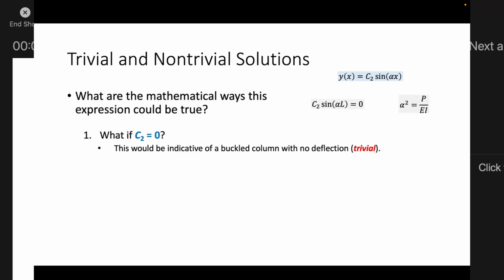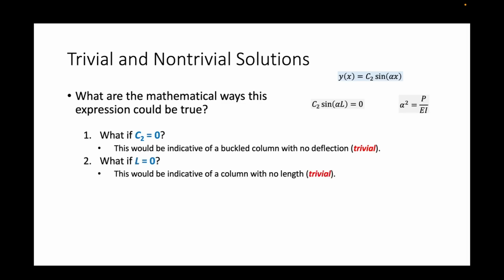Could alpha be 0? Or sorry, could L be 0? Yeah, L could be 0, but then that also doesn't make any sense from an engineering perspective because that's indicative of a column with no length. Same thing with alpha. Alpha could be 0, but then the column has no load, right?